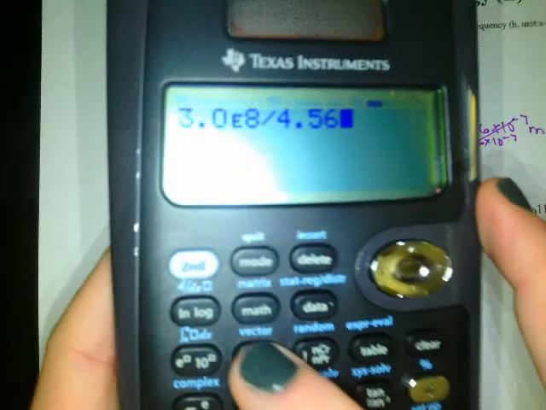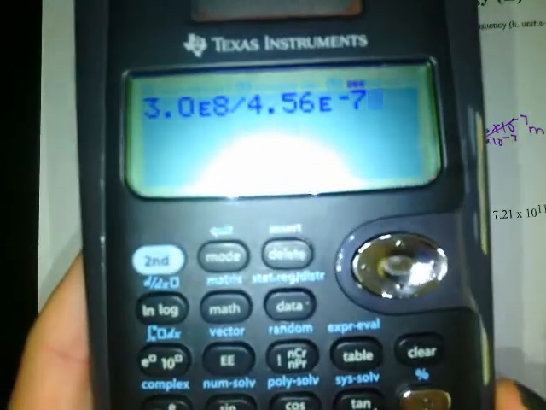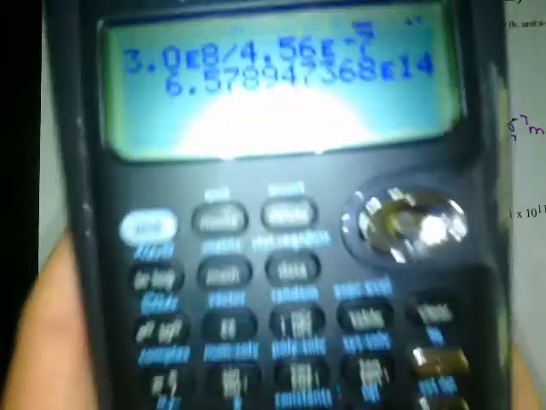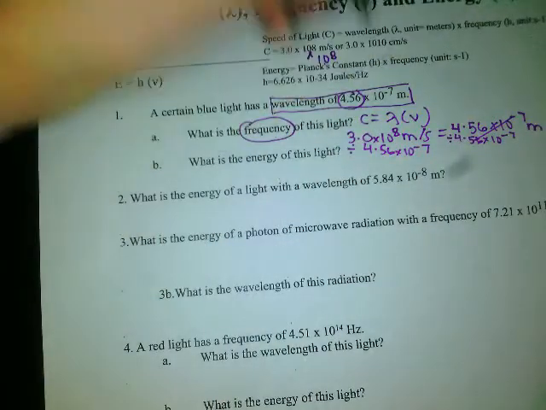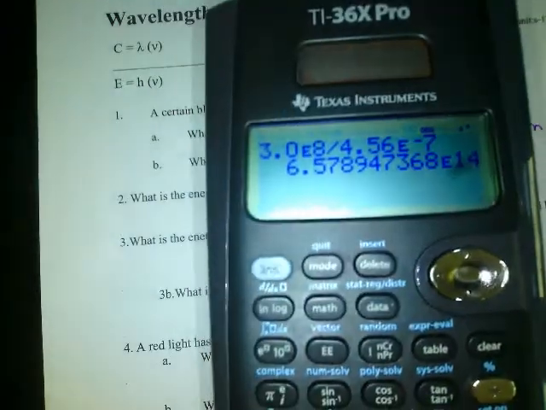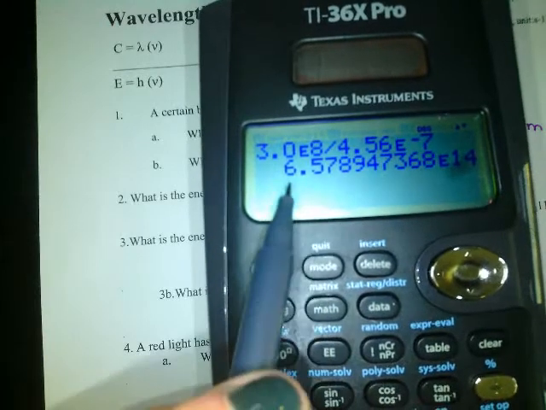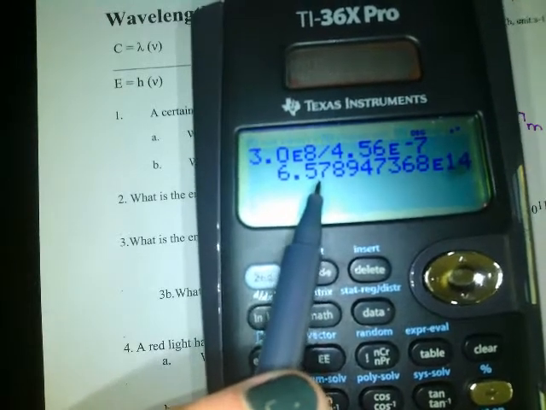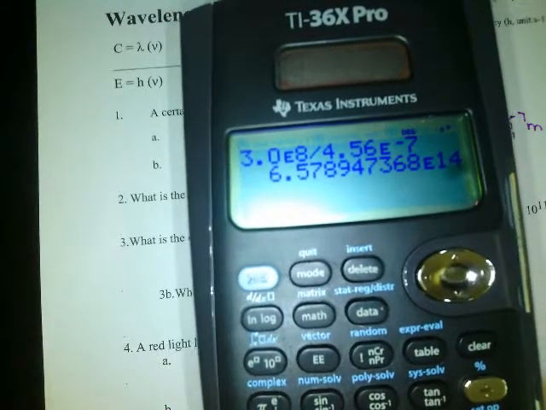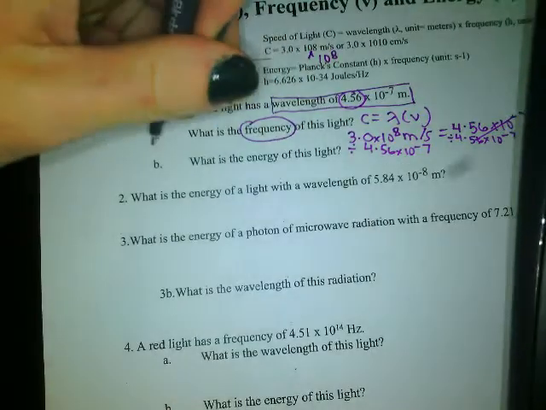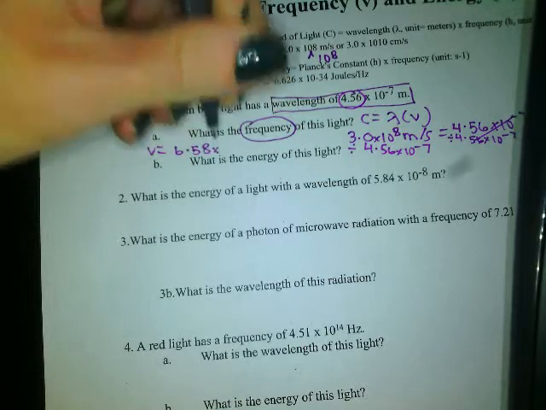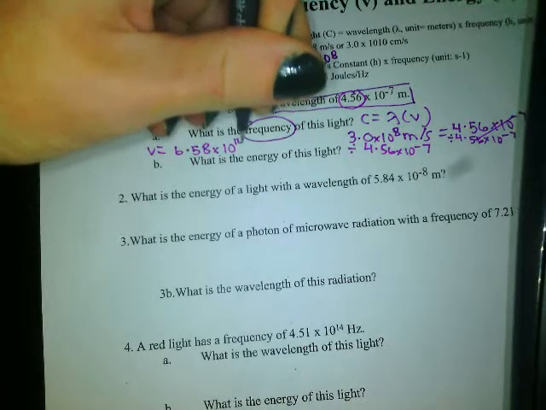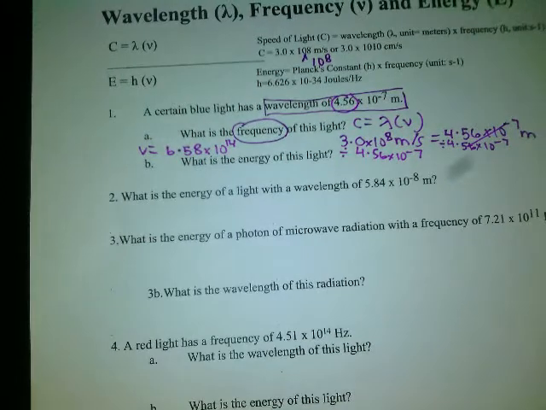Alright, so as far as thinking about sig figs, if I was going to use those, I'd be looking for 3 because of that 4.56. So the 7 is going to round up, so it would be 6.58 times 10 to the 14th power. So V is equal to 6.58 times 10 to the 14th, and don't forget to include your unit. So my unit for V is seconds to the minus 1, and that is my answer.